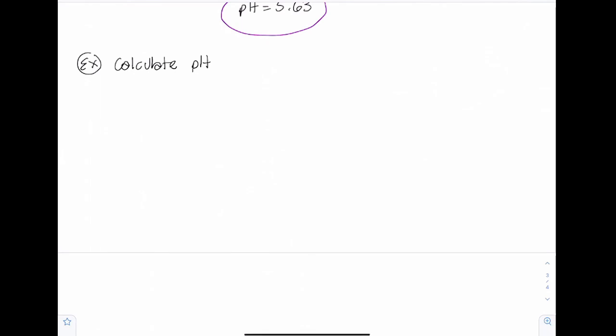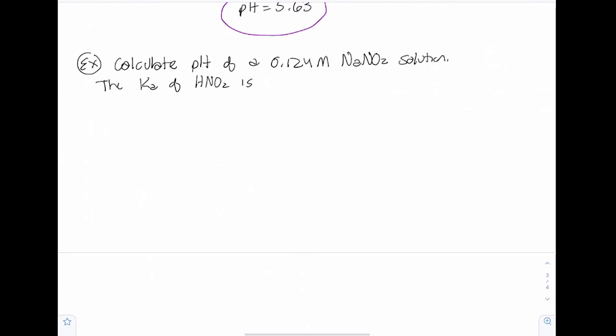So this time we're going to calculate the pH of a 0.124 molar sodium nitrate solution. And the Ka of nitrous acid, HNO2, is 4.6 times 10 to the negative 4. Again, it is an equilibrium constant, so it's standard to just not include those units.